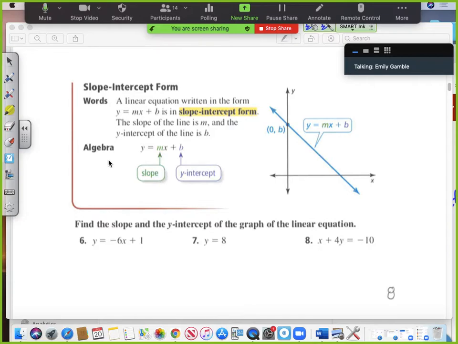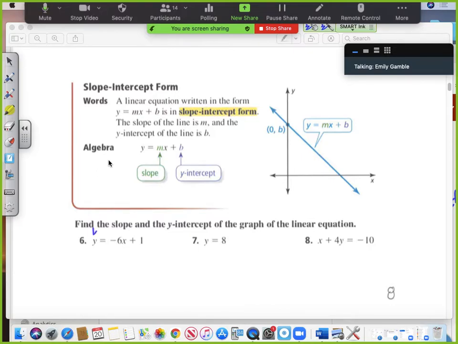So in number 6, 7, and 8, they're asking us to find the slope and y-intercept of the graph of the linear equation. That's different from x and y-intercepts, where we just cross one off and solve for the other. This one's a little bit different. To find the slope and y-intercept of these equations, we need to first put all of them into slope-intercept form.